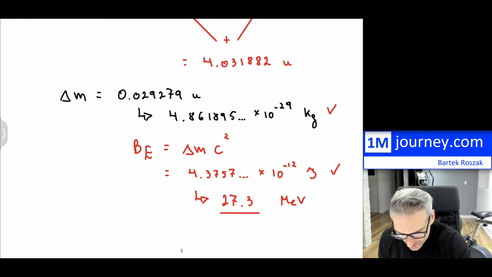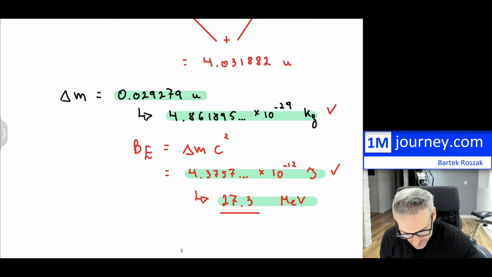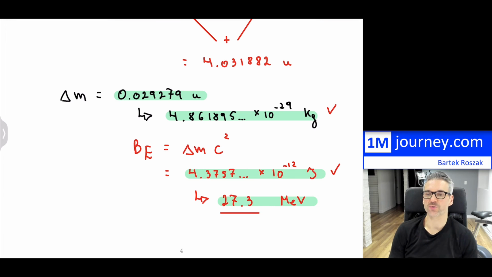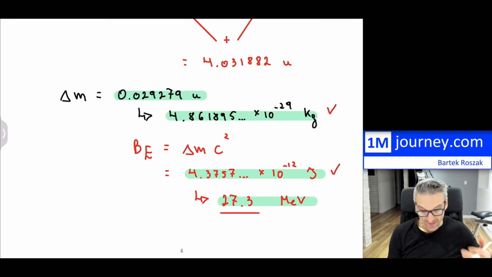So we have our mass, here it is in atomic mass units. Here it is in kilograms. We have our binding energy, here it is in joules. And here it is in mega electron volts. So that's what you would have in here. And that completes this example.